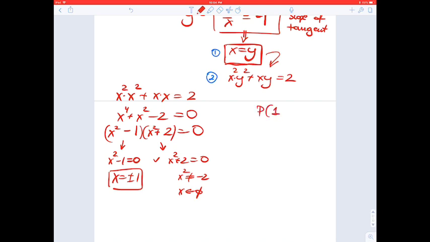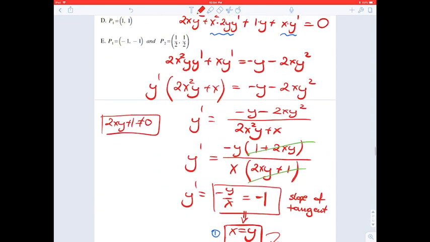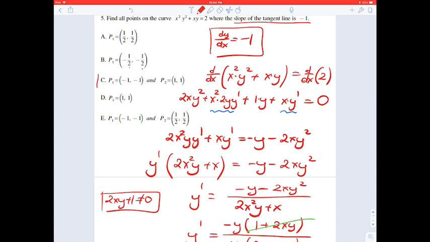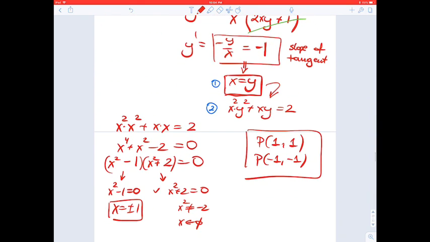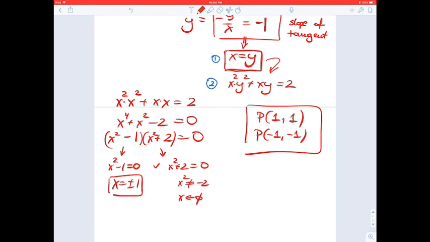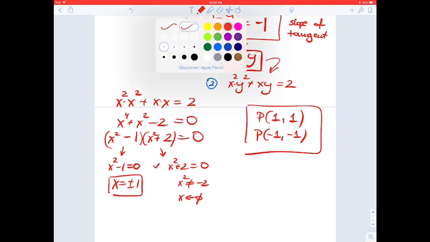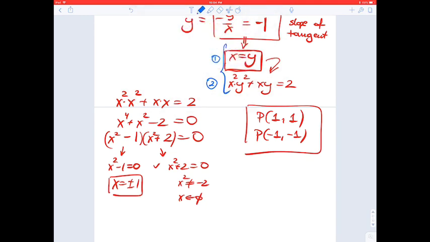That means at the points 1, of course, because x is the same like y, and negative 1, we will have a tangent line with the slope negative 1. This means the option C is the correct option. The only comment that I have, please remember to use the second equation as the original one.